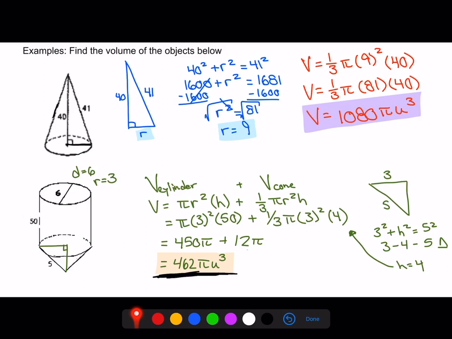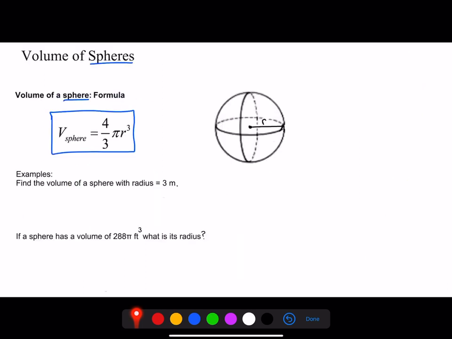All right. Next up, spheres. This is the last thing that we have for the day. We're going to talk about spheres and hemispheres. The volume of a sphere formula is 4/3 pi r cubed. That's very important here. This is something that people often miss. They still use squared. In this case, it's cubed for volume.